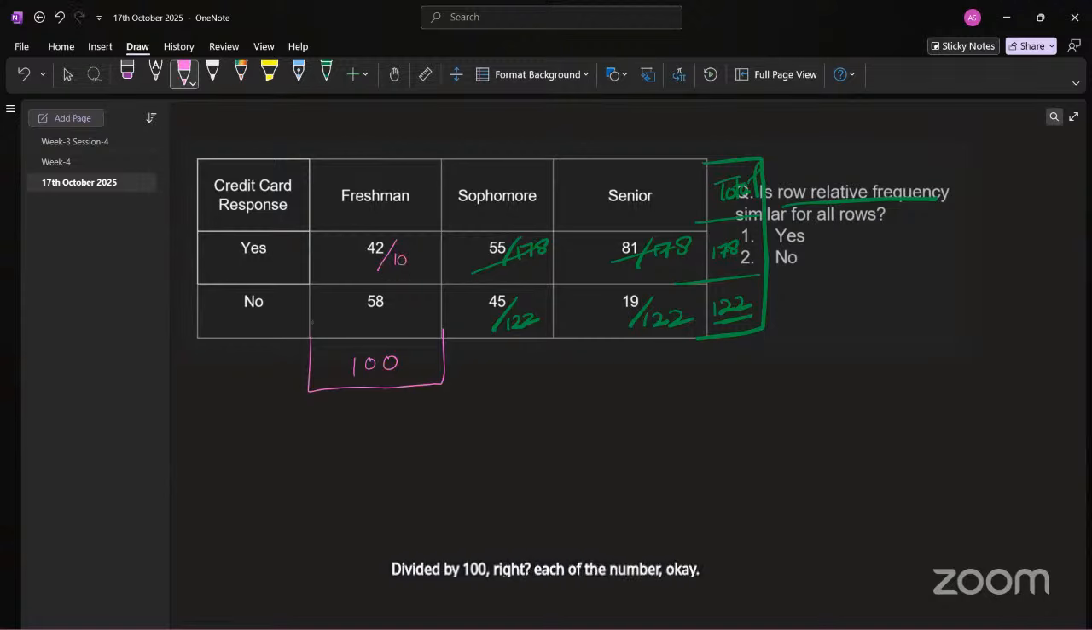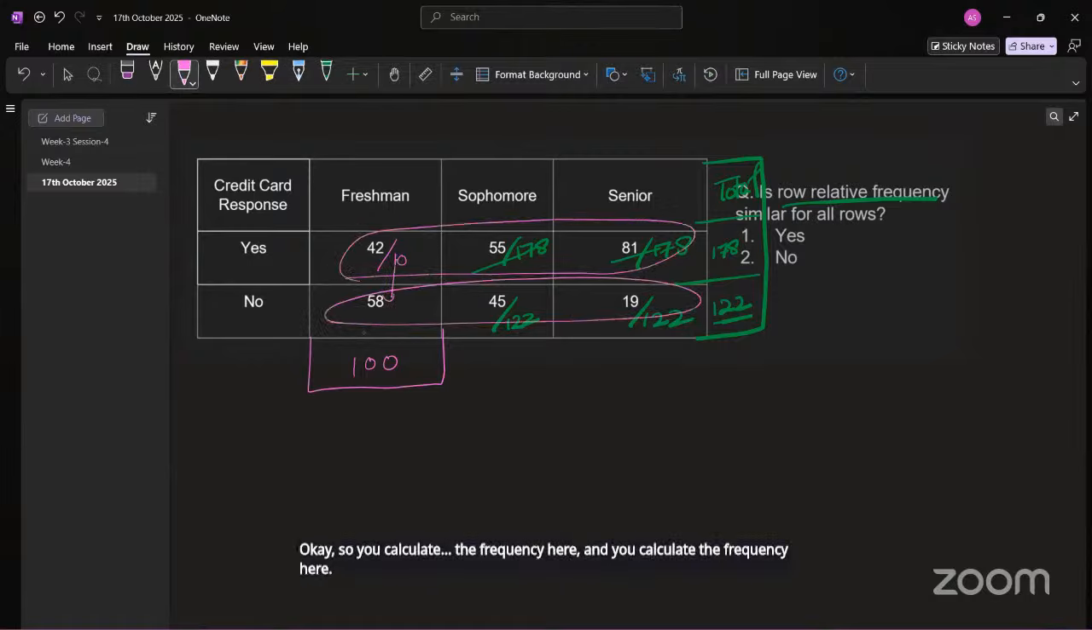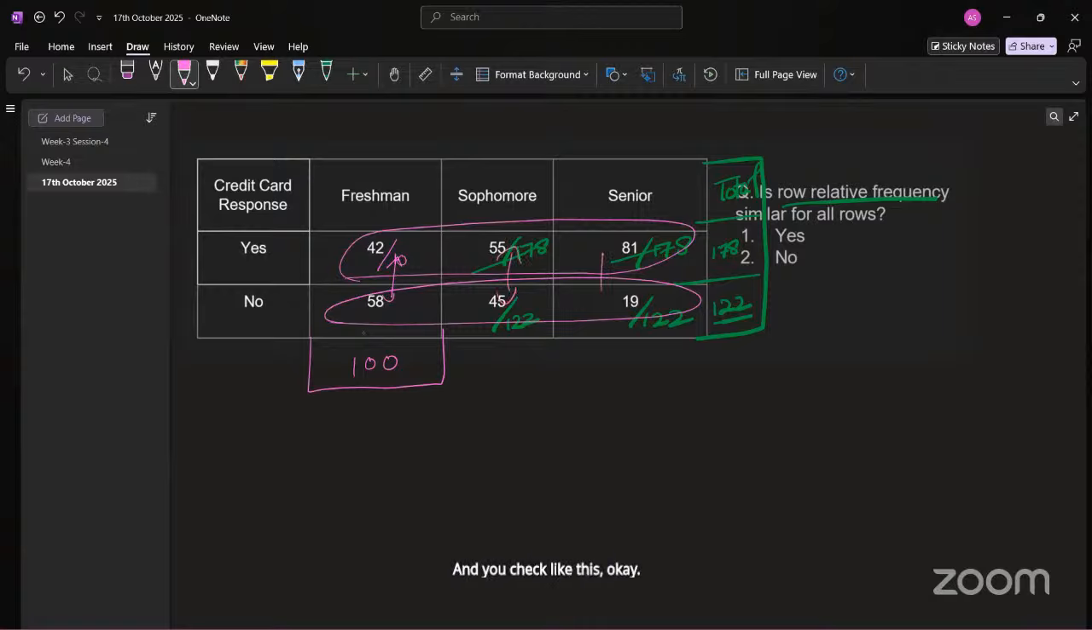So now, is the row relative frequency similar for all rows? Have you all calculated? No, it is not similar for all rows. So you calculate the frequencies here and the frequencies here, and you check whether they are similar.